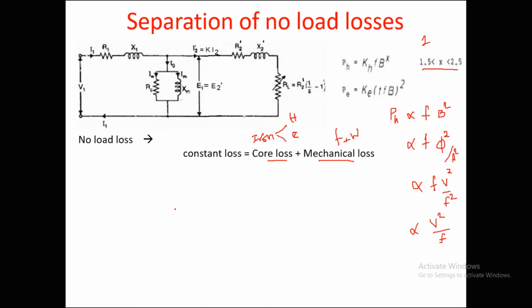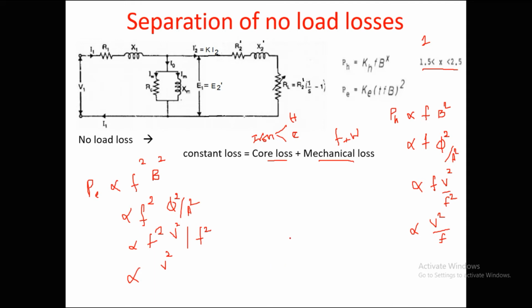Now for eddy current loss, it has a direct relation with the square of the frequency as well as the flux density. By substituting the flux density as flux per unit area, we can write this as psi squared by A squared, and we can write psi squared as V squared by F squared. At last, eddy current loss has a direct relation with V squared.